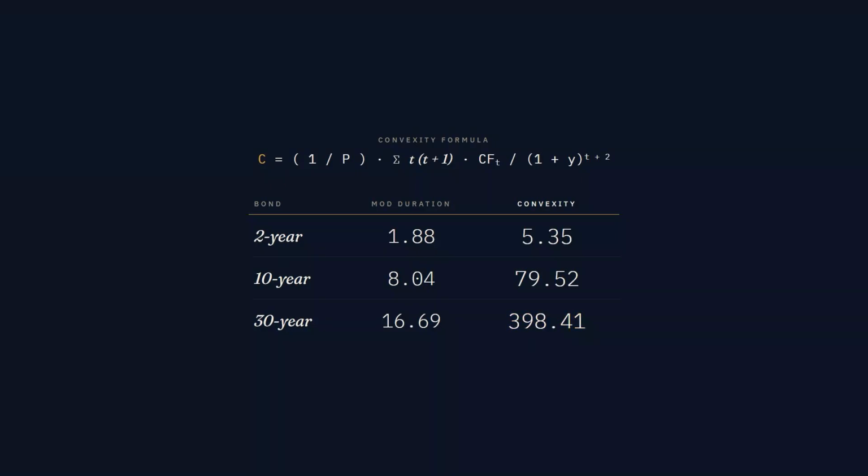398.41. These convexity numbers look enormous compared to the duration numbers, and they are. The 30-year has nearly 75 times the convexity of the 2-year, while only having about 9 times the duration. Convexity grows much faster with maturity than duration does, and we'll come back to why that matters in a moment.